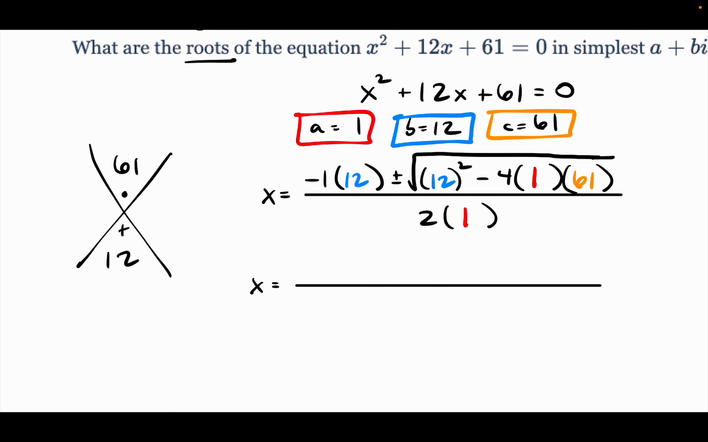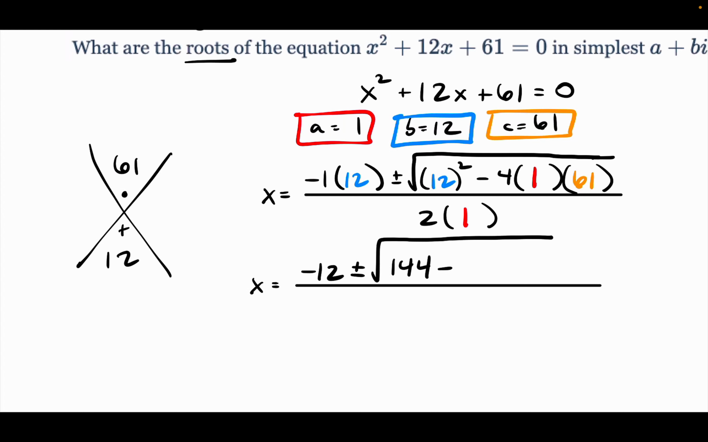So start piece by piece. Don't worry about the whole thing. You see the whole thing and it looks intimidating. Don't look at the whole thing. Look piece by piece. So let's start in the front. Negative 1 times 12 is negative 12. So negative 12 is going to go in the front. Now let's go inside the square root. What is 12 squared? What is 12 times 12? 144, right? Math facts.